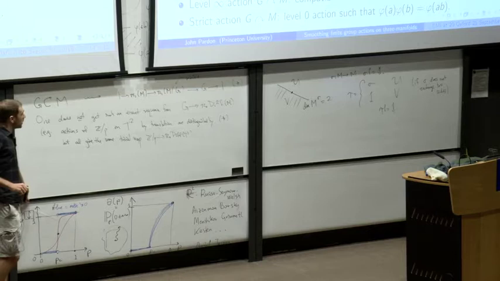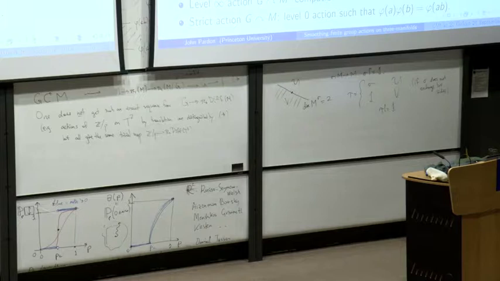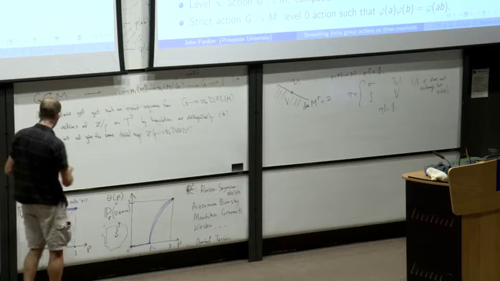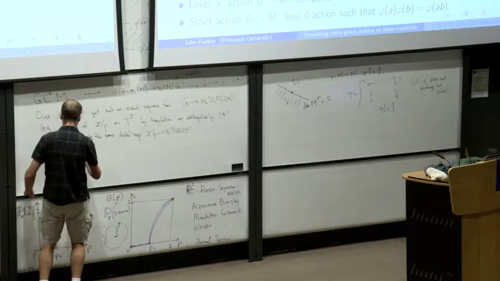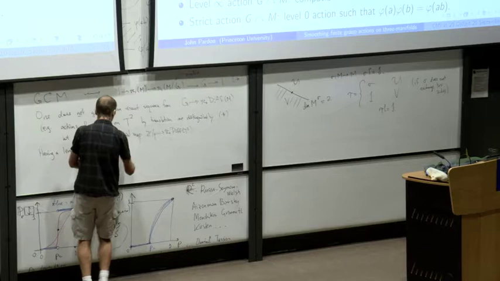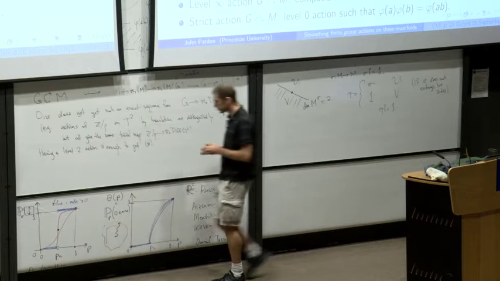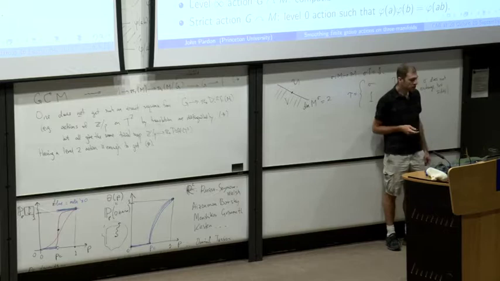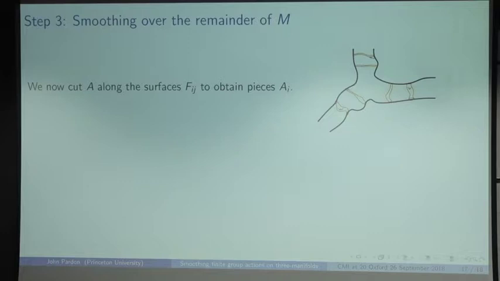So what does one need to get this extension? All one needs is what I've called a level two action. So having a level two action is enough to get this exact sequence here. So now we can conclude the proof.